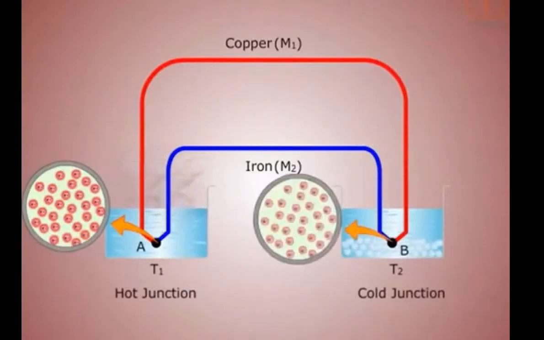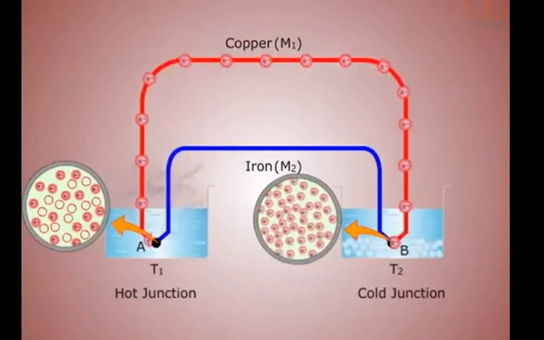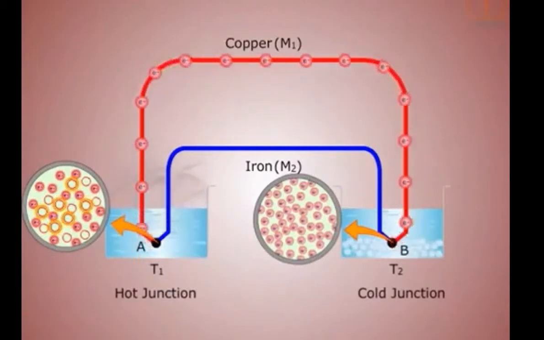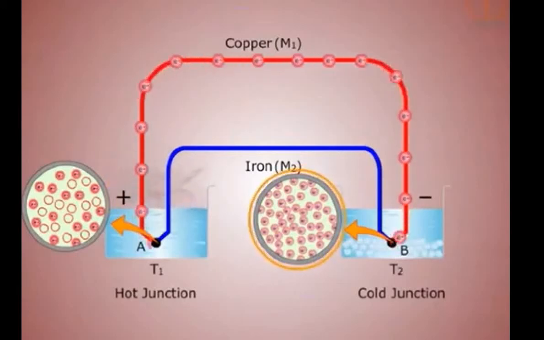Hence the electrons at the hot junction are more highly energized than the electrons at the cold junction. The highly energized electrons from junction A move toward junction B through the copper. This movement of electrons creates holes at junction A, making it positively charged. The accumulation of charge at junction B makes it negatively charged. It is a positive charge here and a negative charge there.